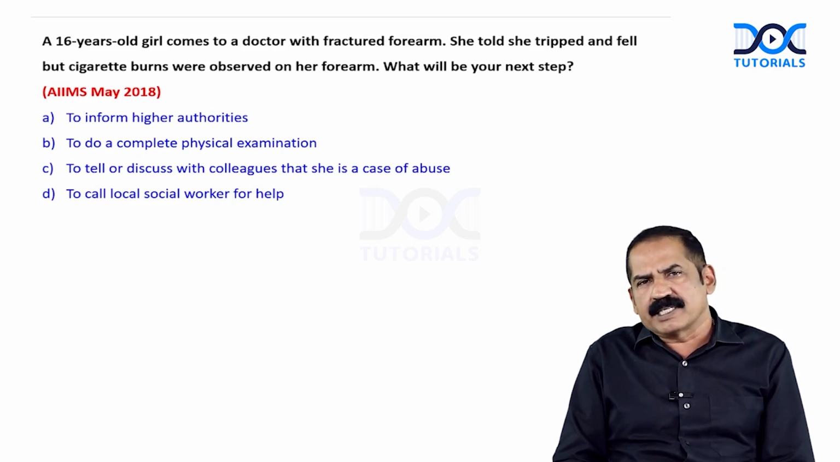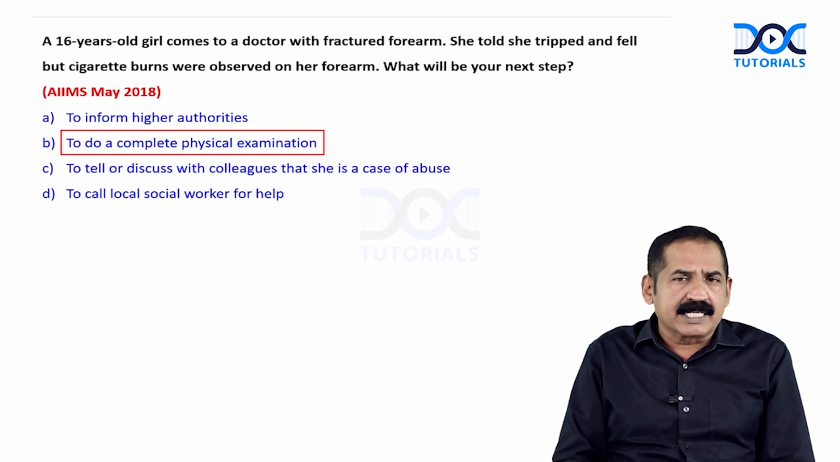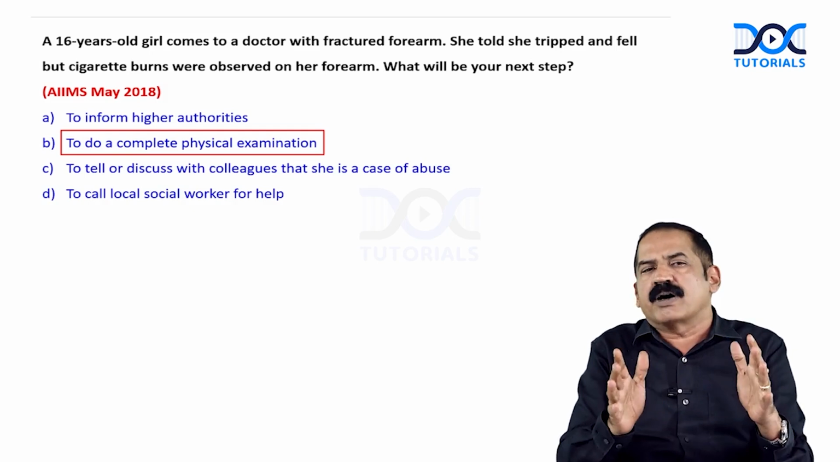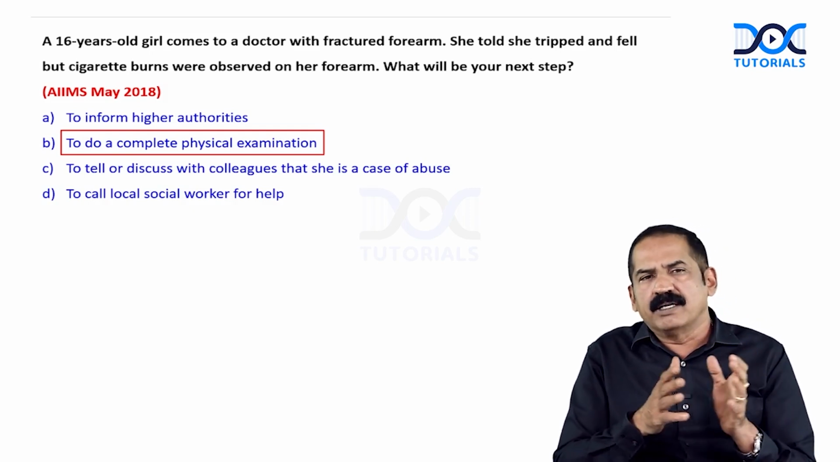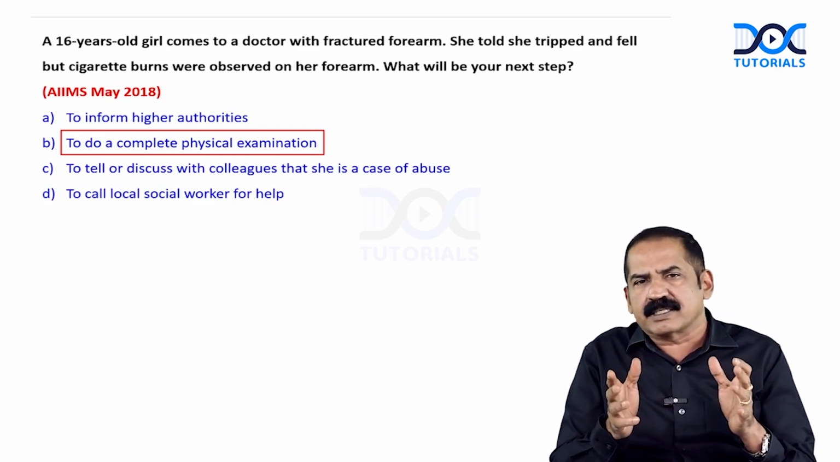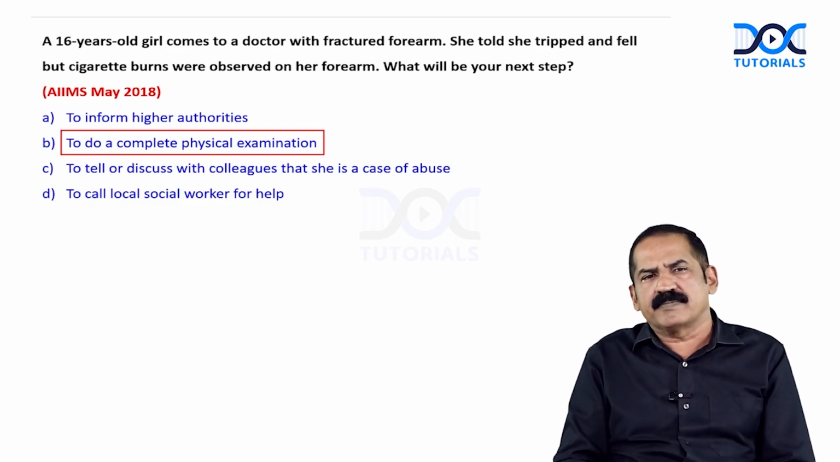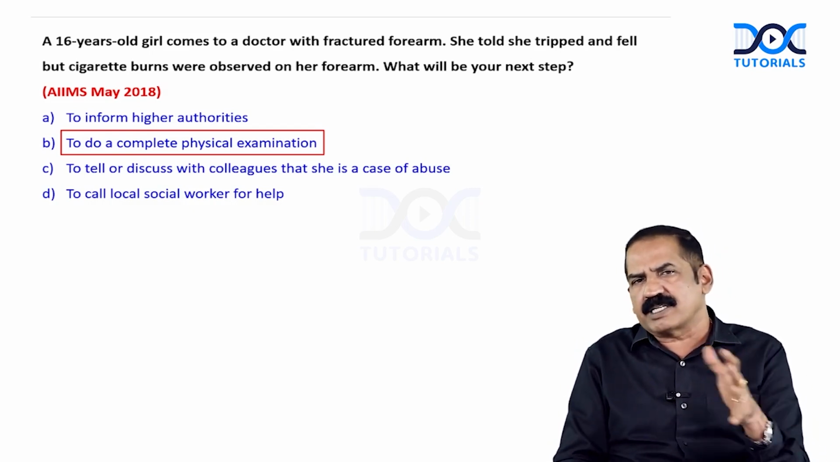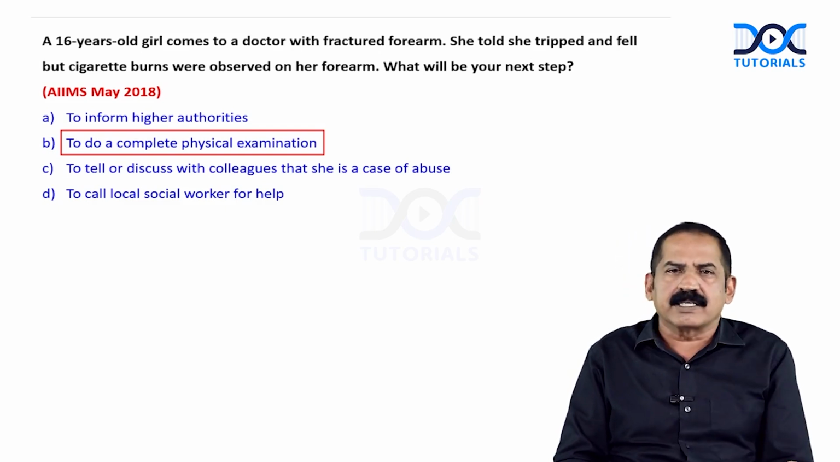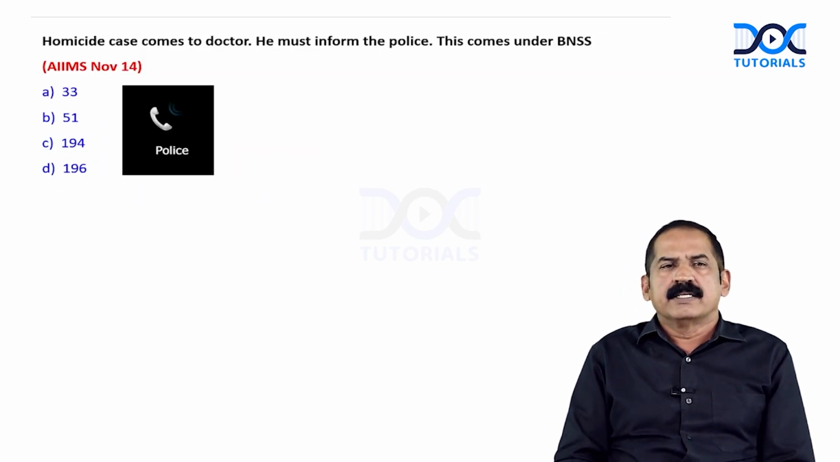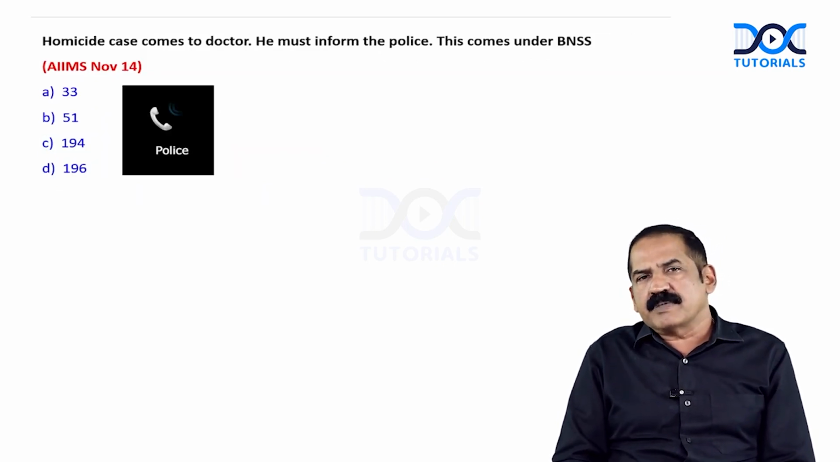To do a complete physical examination? Of course, you have to do a complete physical examination. As a doctor, after taking history, you have to go for a complete physical examination. To discuss with colleagues that she is a case of abuse? Why unnecessary talk? To call local social help worker for help? Why? She has come for treatment, you just treat her. Later, if you want, whether there is any abuse or anything, then you can inform the proper authorities or inform police.